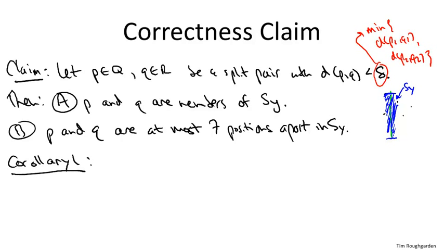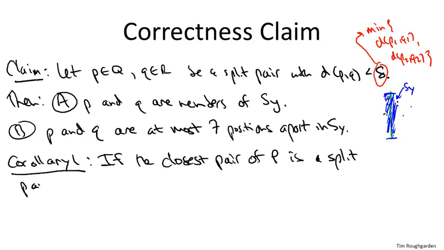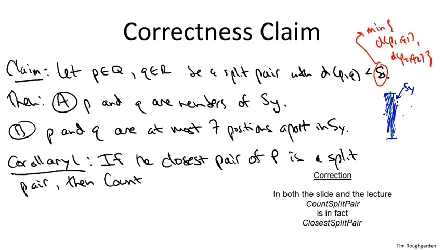So if this claim is true, then so is the following corollary, which I'll call corollary 1. Corollary 1 says, if we're in the unlucky case that we discussed earlier, where the closest pair in the whole point set P does not lie both on the left, does not lie both on the right, but rather has one point on the left and one on the right, that is, it's a split pair, then in fact the count split pair subroutine will correctly identify the closest split pair, and therefore the closest pair overall. Why is this true?